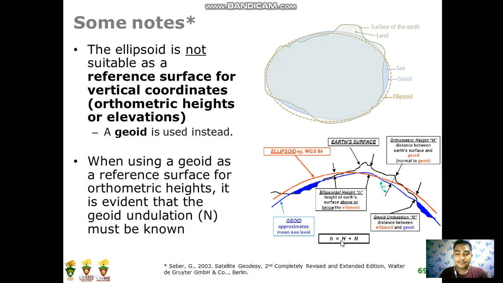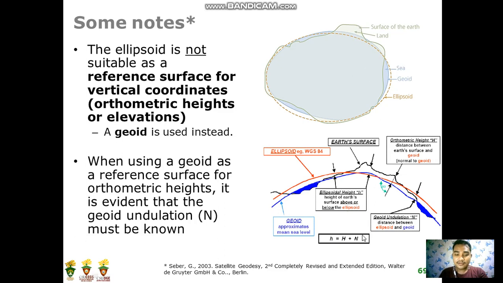Geoid undulation comes from this relationship: h equals H plus N. So from the surface of the Earth, which is irregular, we can get the ellipsoidal height. And if we want to get the orthometric height, or what is called elevation, we get the ellipsoidal height from the point on the surface of the Earth to the ellipsoid.